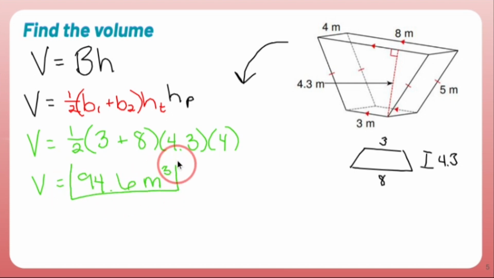cubed because it's volume. But that's a trapezoidal prism, and you find the volume of a trapezoidal prism by using this formula, or you could just jump straight to that formula, whatever floats your boat. But that's what I got for this one, 94.6.